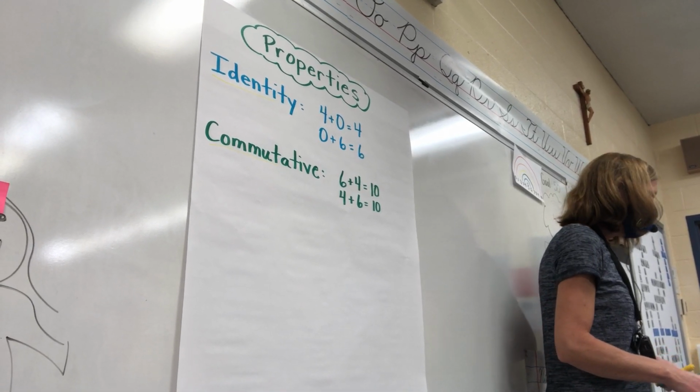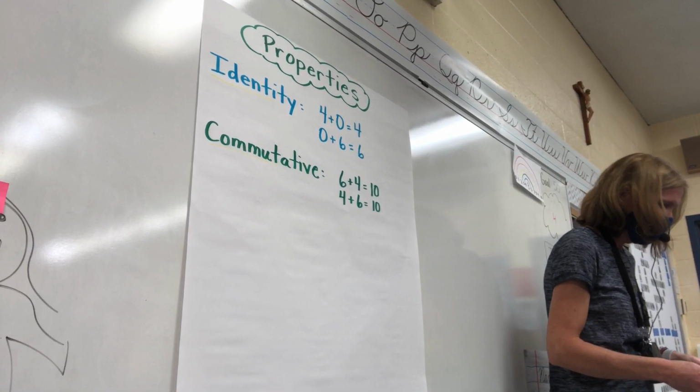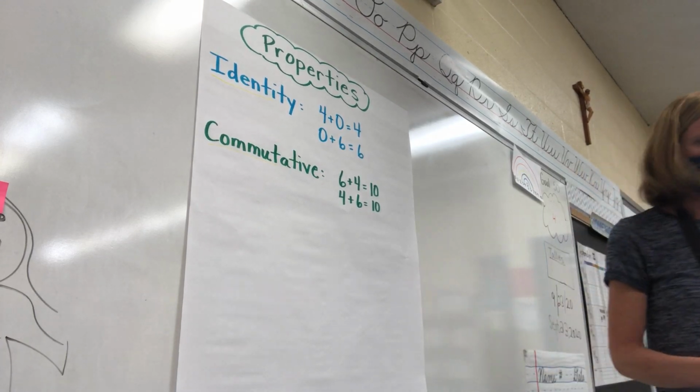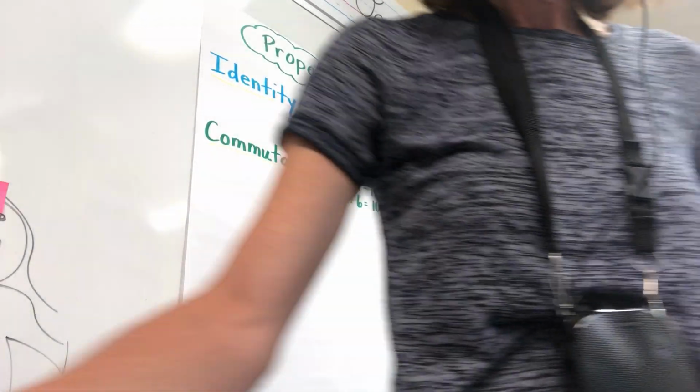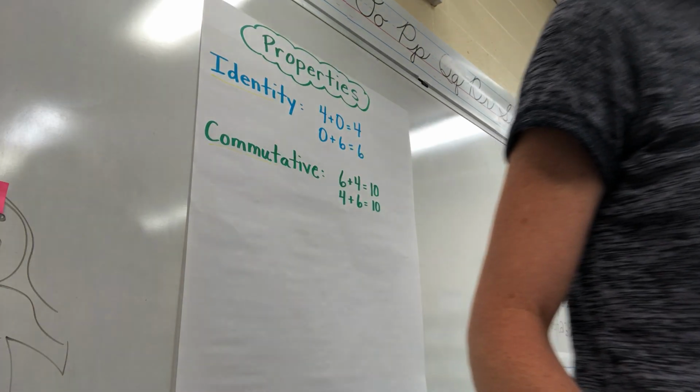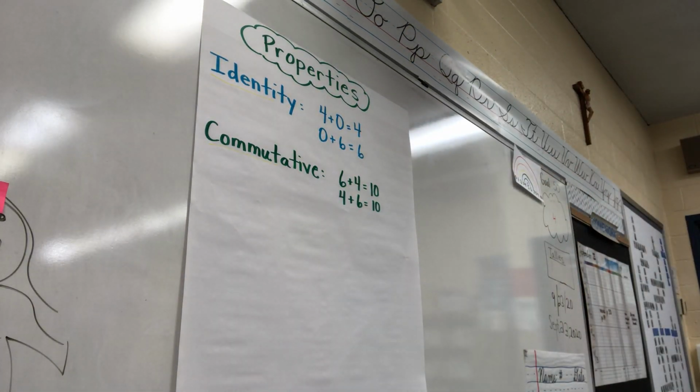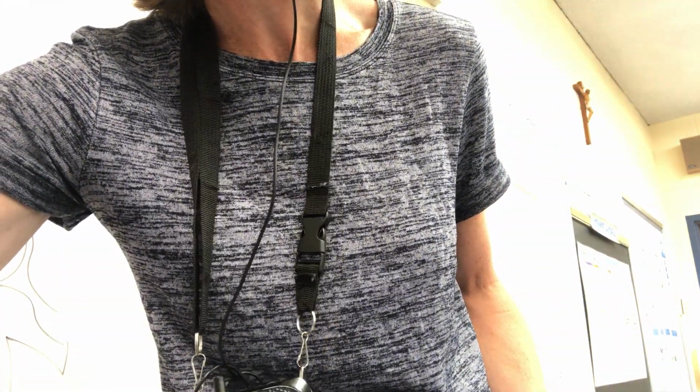All right. Our next one uses a vocabulary word. Actually, I have more trouble spelling it sometimes than I do explaining it. So you ready? Our next one is called the associative.